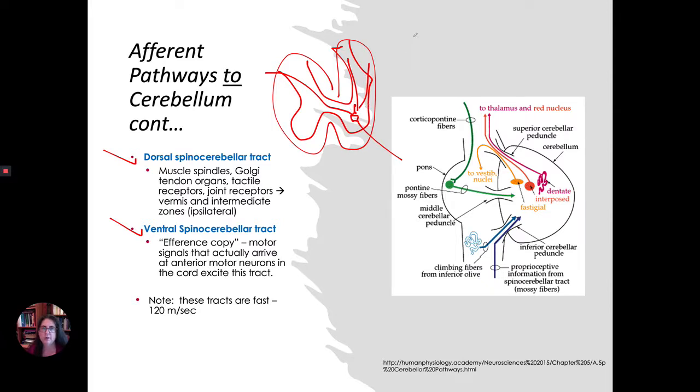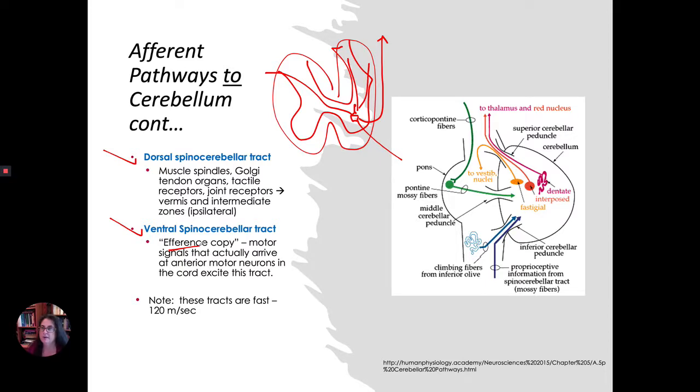Well, how does the cerebellum know way up in the brain how that went? How that summation actually came out? Did this neuron actually fire or didn't it? Well, there are sensory tracts via the ventral spinocerebellar tract that go up from that neuron to the cerebellum to let the cerebellum know what happened. They call this the efference copy. So the signals that actually arrive at the anterior motor neuron are going to excite this tract to let the cerebellum know what the pattern of firing of those motor neurons is.